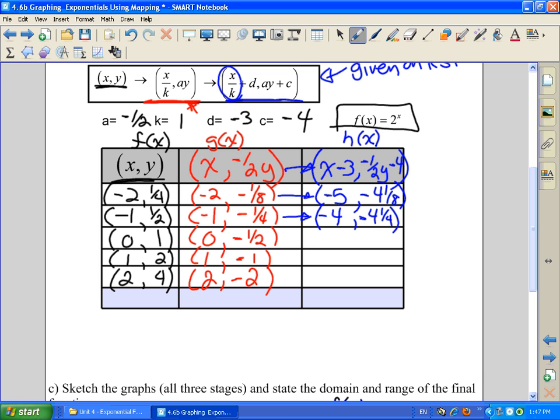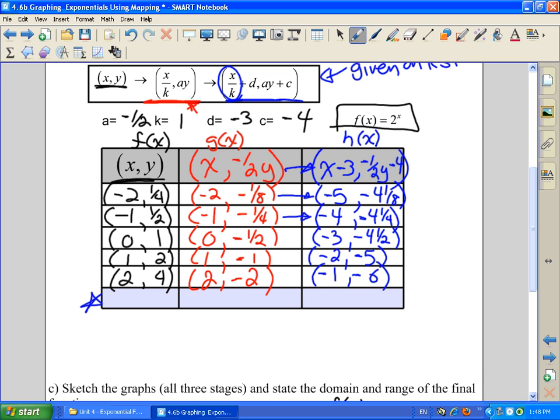Okay. And you can simply fill in the rest of the data points here. Negative 3, negative 4 1/2. Negative 2, negative 5. And negative 1 and negative 6. You may be wondering, hey, Mrs. R, what is this darkened line here for? What does that help us?